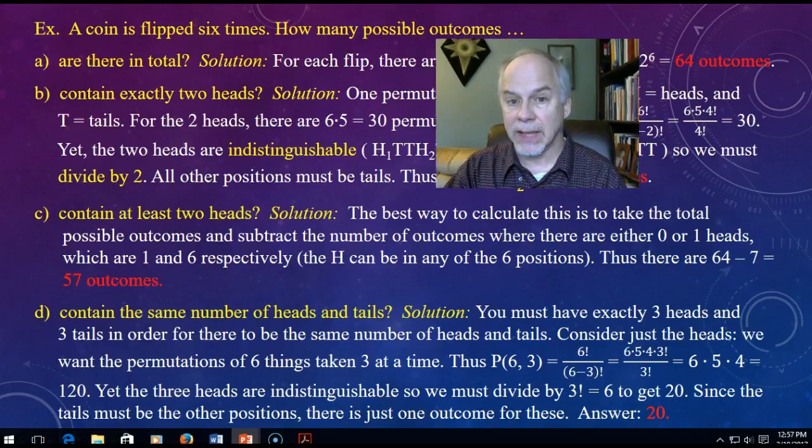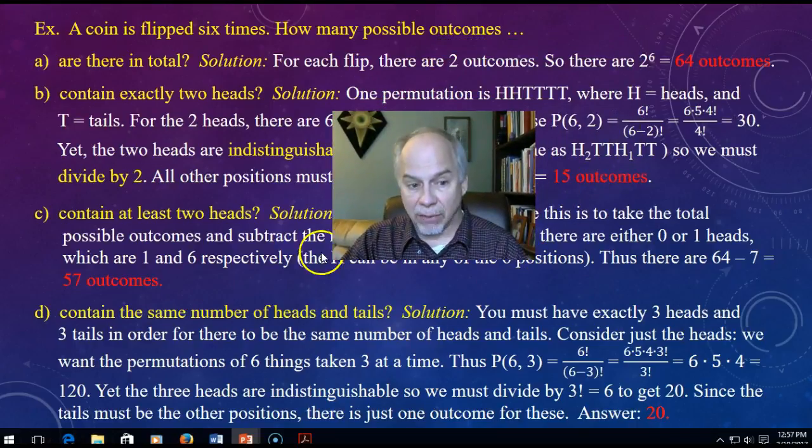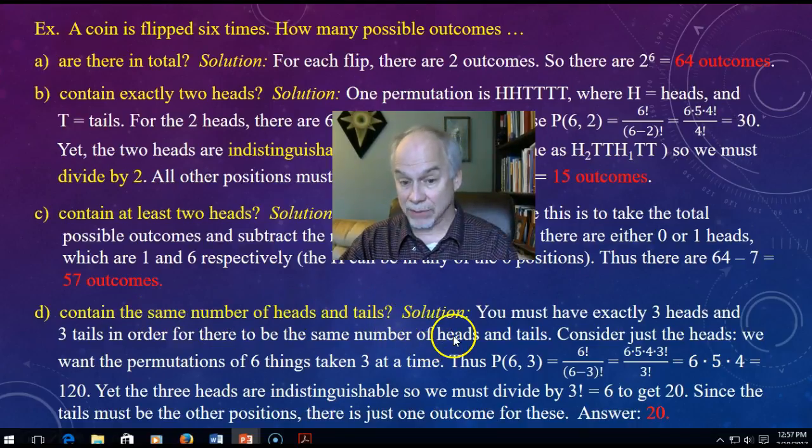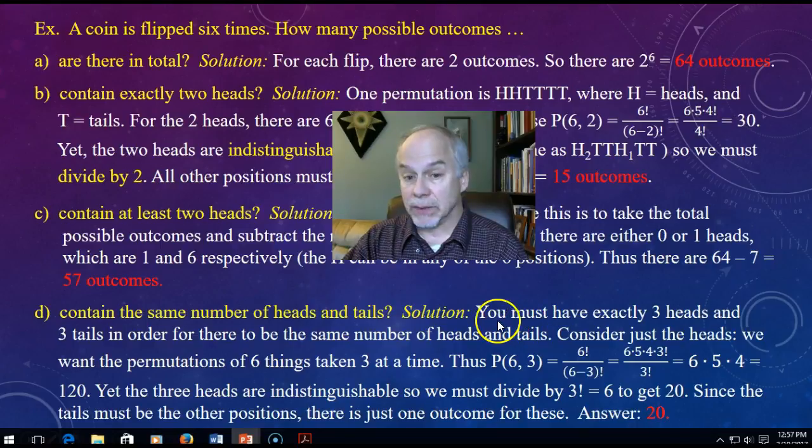All right, and then in the last example, how many outcomes contain the same number of heads and tails? Now, to have the same number of heads and tails, you have to have exactly 3 heads and exactly 3 tails, okay?